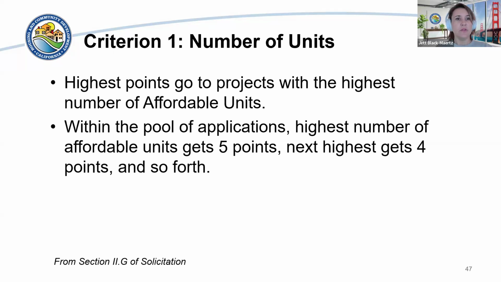Next slide. So the first criterion is the number of units. The highest points go to the projects with the highest number of affordable units. Within the pool of applications, the highest number of affordable units gets 5 points, the next highest gets 4 points, and so forth.